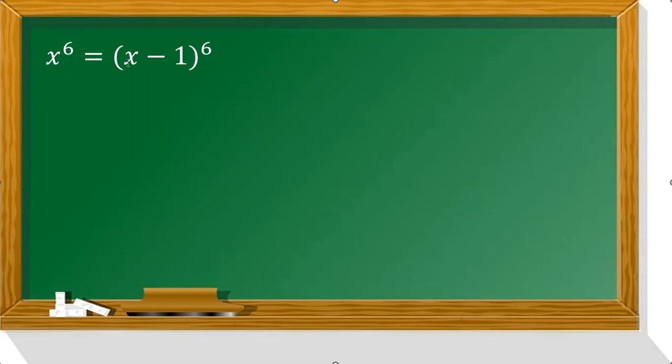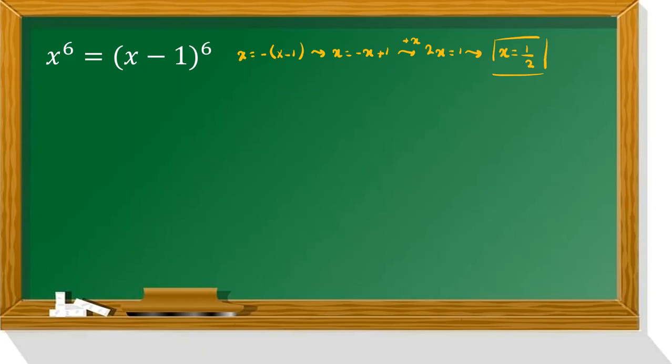x to the 6 equal to x minus 1 to the 6, and we want to find all possible values for x. So in the first step, when you have problems like this, try to find one answer. If you check x equal to 1/2, for example, if x equal to negative of x minus 1, then x equal to negative x plus 1, if we add x to both sides, 2x equal to 1 and x equal to 1/2, and it is one answer because both sides will be 1 over 64.